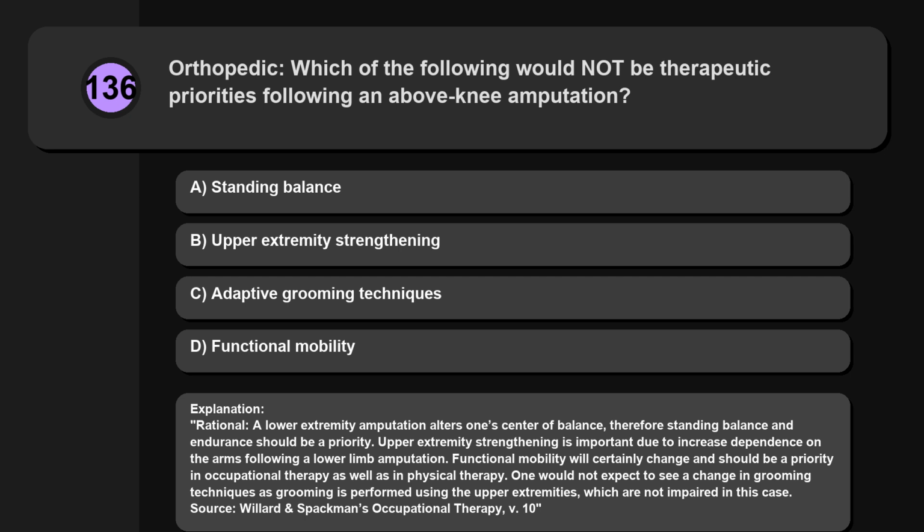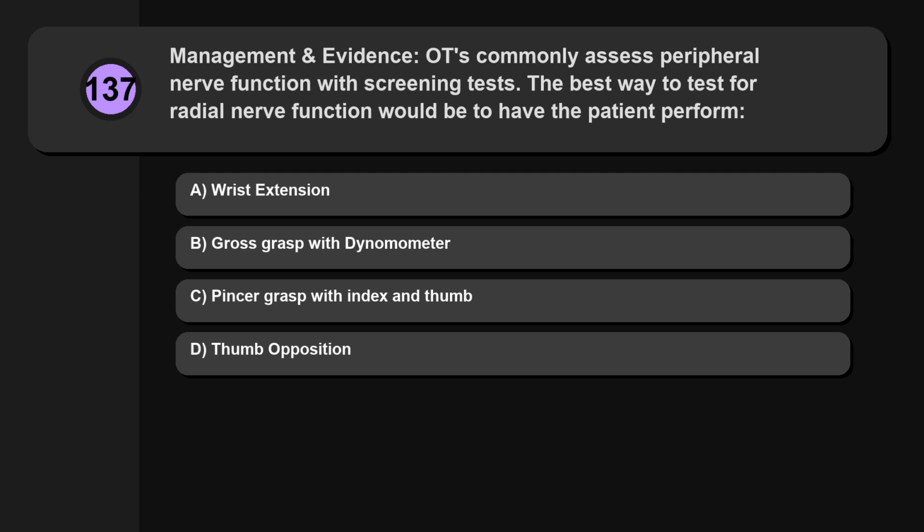Question 137. Management and evidence. OTs commonly assess peripheral nerve function with screening tests. The best way to test for radial nerve function would be to have the patient perform: Option A, wrist extension. Option B, gross grasp with dynamometer. Option C, pincer grasp with index and thumb. Option D, thumb opposition. The correct answer is option NaN.